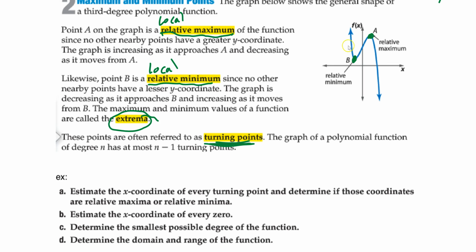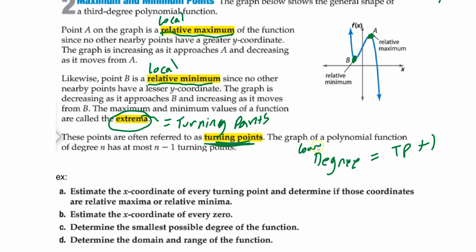Because you see your graph turns, it's going down, then it turns and it starts increasing, then it turns, starts decreasing. So they're also known as turning points. And there's a special formula right here. The degree of the polynomial equals turning points plus 1. I should say the lowest degree of the polynomial.